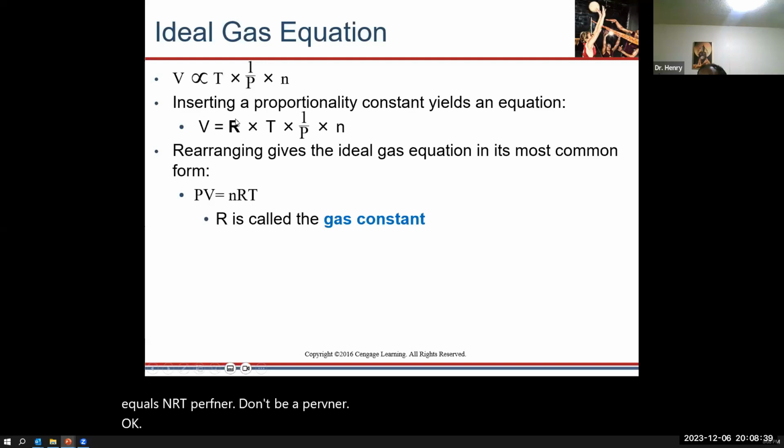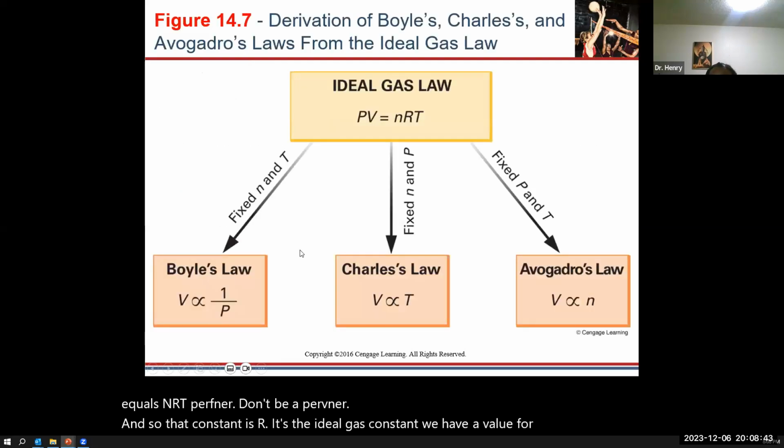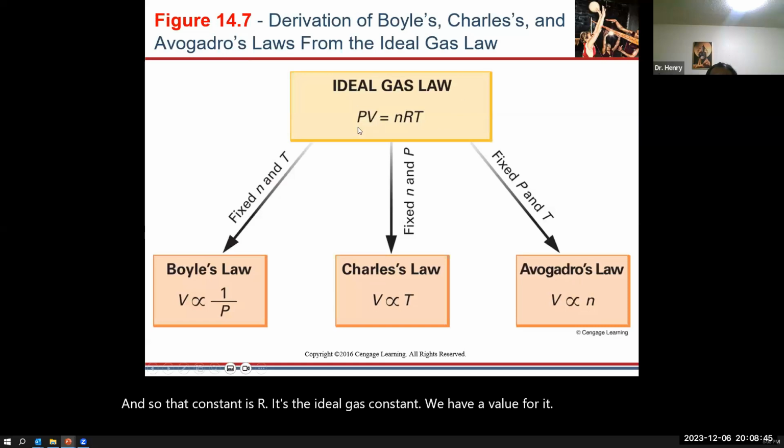And so that constant is R. It's the ideal gas constant. We have a value for it. And so here's the ideal gas law. This is just showing you that we can end up with all of the different gas laws if we set certain things fixed or constant.